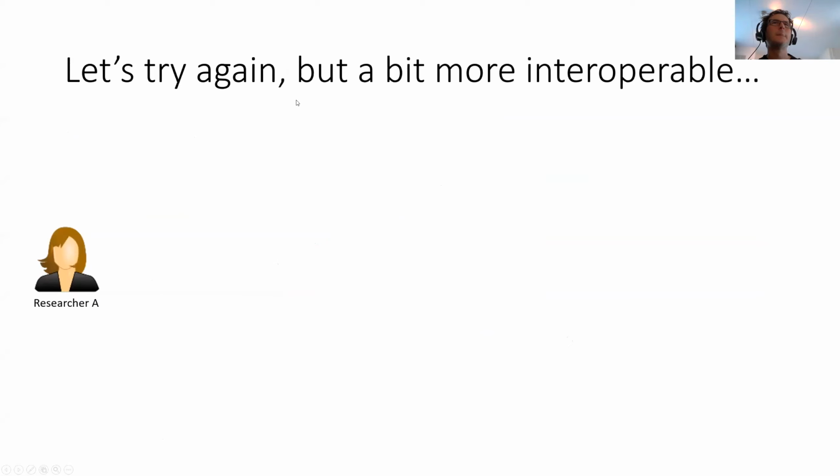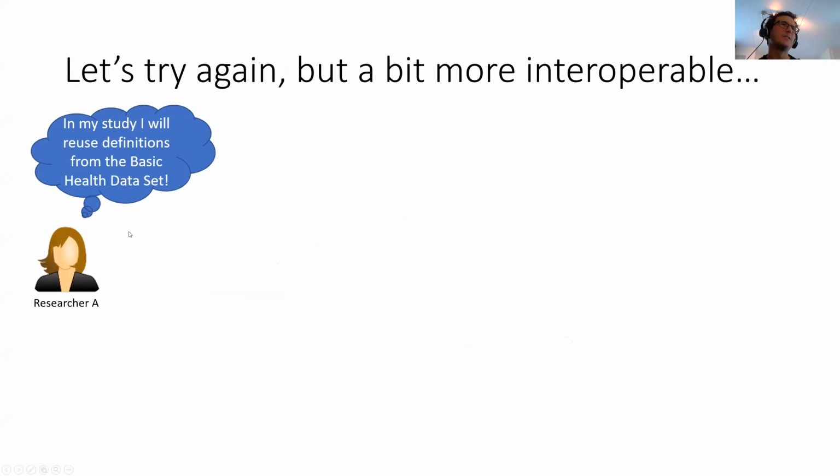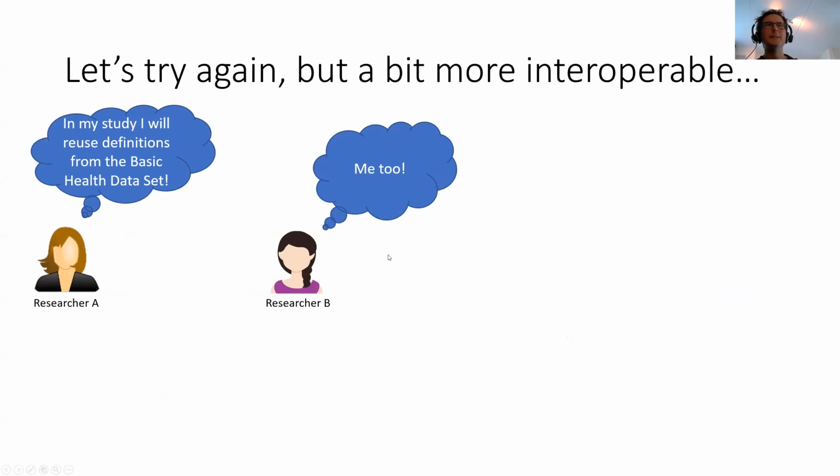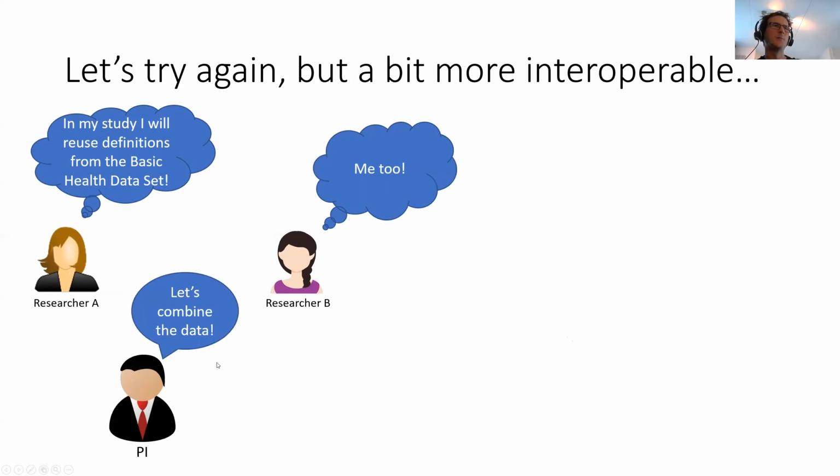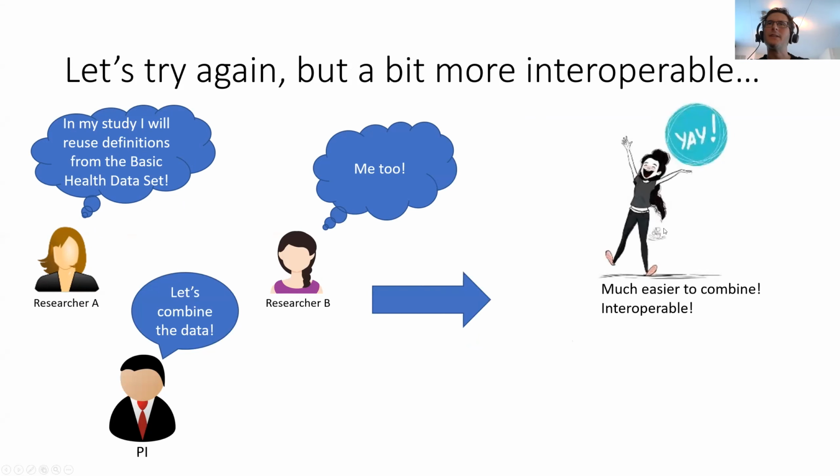So you could also approach it in a more interoperable fashion. Let's say researcher A now decides to reuse an existing definition, for example from the Basic Health Data Set. Researcher B also decides to do this, both collecting data again. And now, of course, when the PI says, let's combine the data, it will be much easier to do since they're using the same data definitions. So of course, as a bonus, you also have a much happier PI.